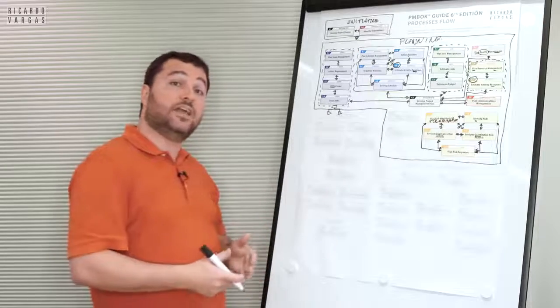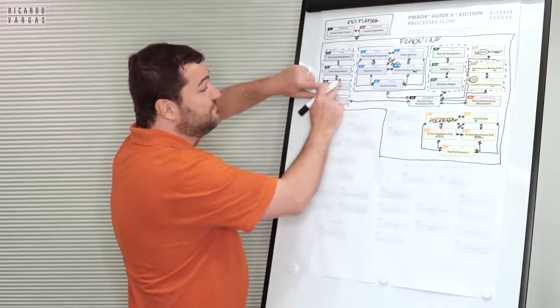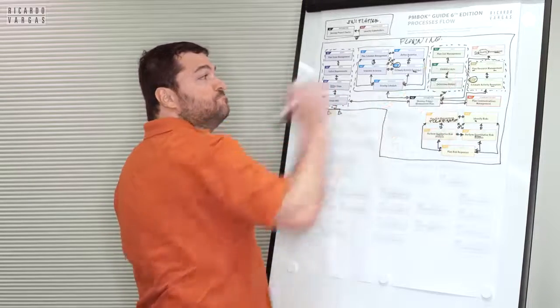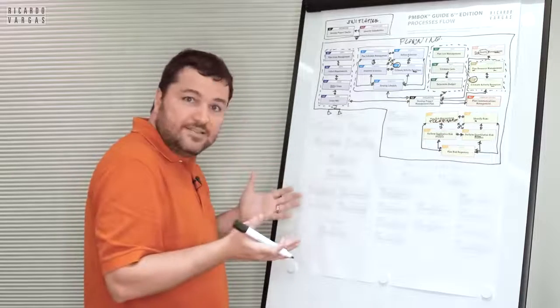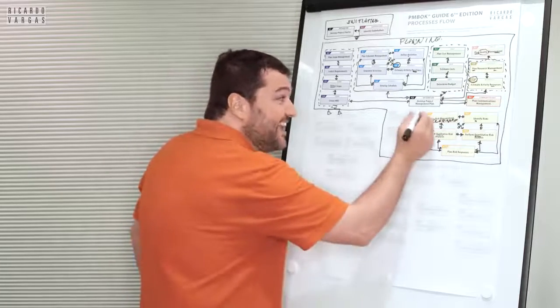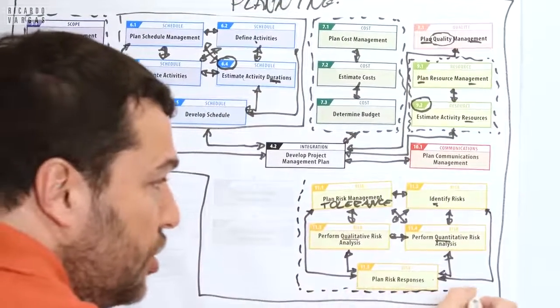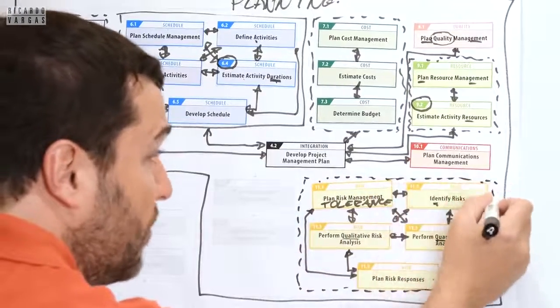Then maybe I will say I'll buy an insurance. Or maybe I will change some parts of my scope. Maybe I will put more financial reserves. So it depends, then you plan this. And these 5 processes work together. Again, look at the arrows. They go forward and backward.